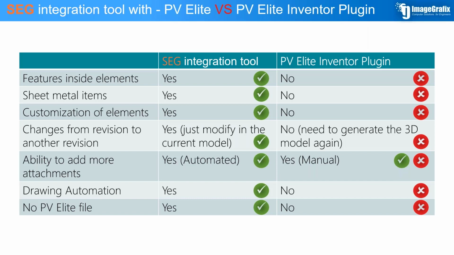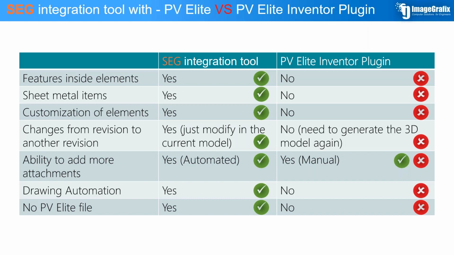What about the features inside elements? In SEG software, SEG can generate a detailed tree for each element. So you can get all information about the feature, how it's created, like extrude, revolve, sweep, all of those features. But in the BVLit Inventor plugin, it's just a solid. It's just a block. You don't have the ability to make any change or know how it's created.